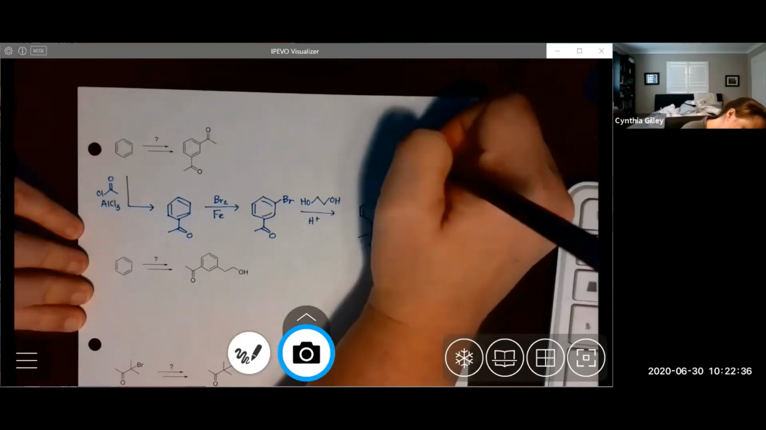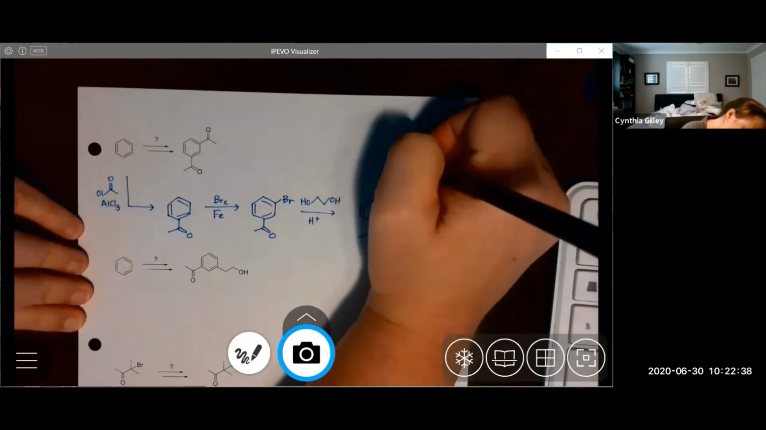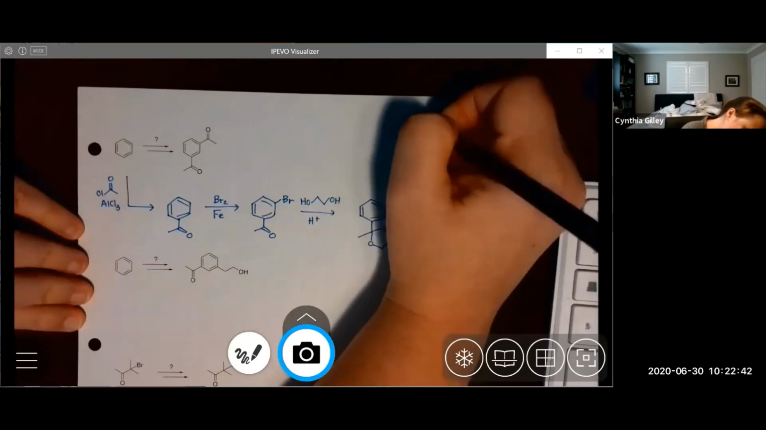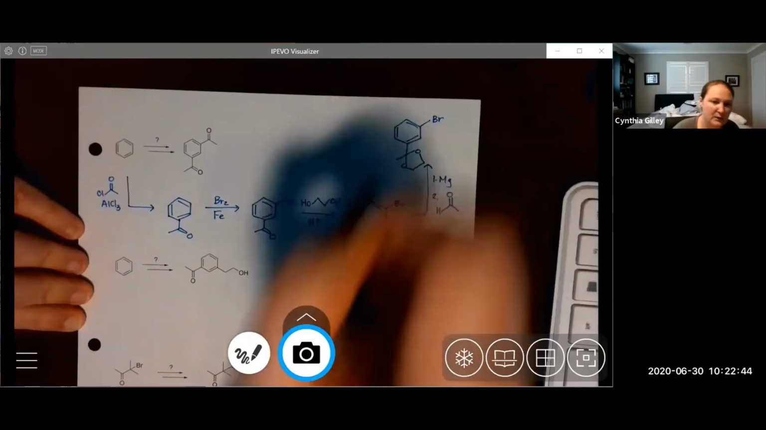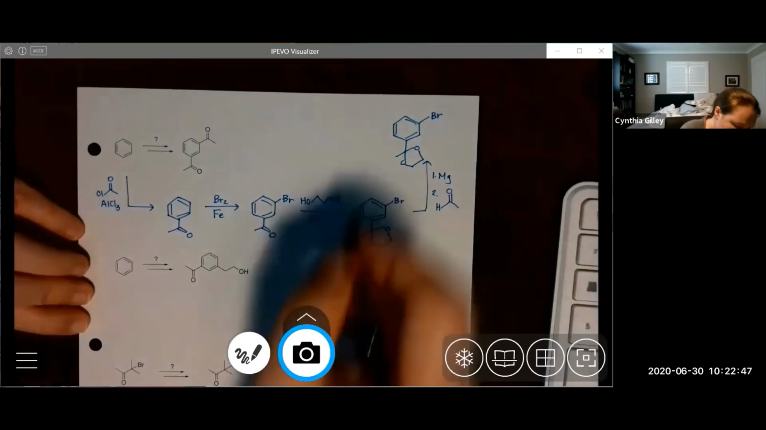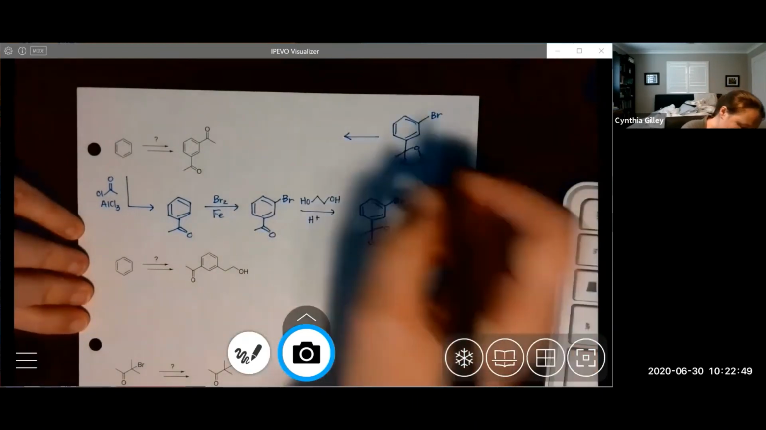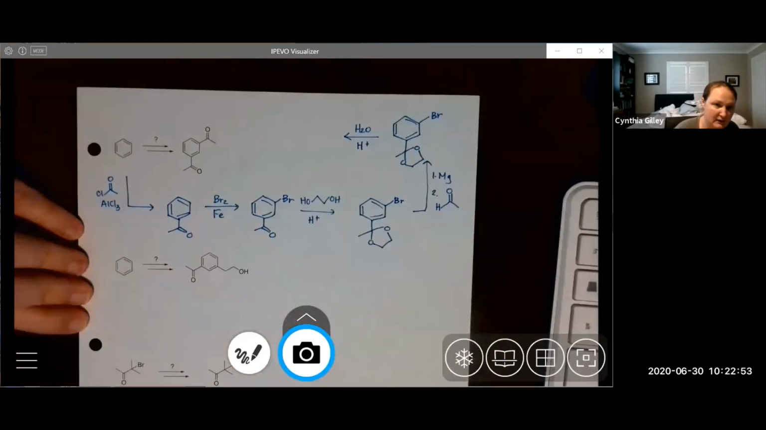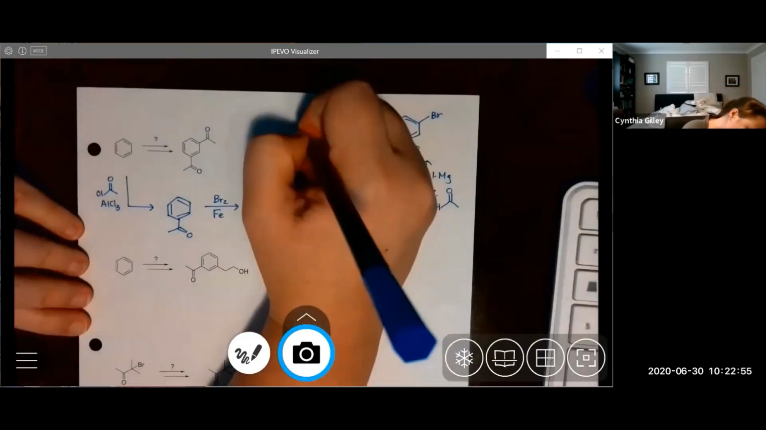Let's say, okay, maybe that acidic workup did not remove the acetal. That's okay. You can just make sure to do an extended treatment with dilute acid for it to be removed.